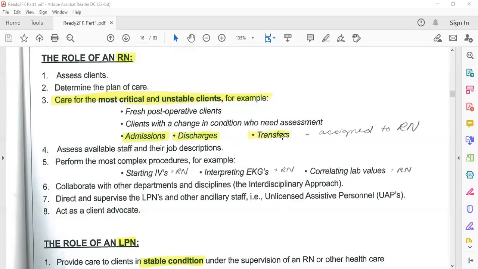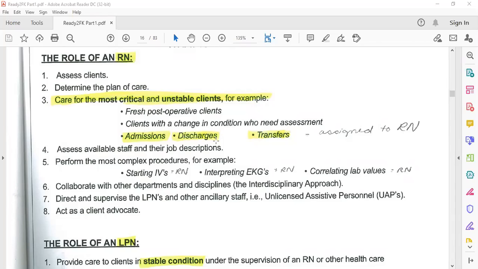If a patient is transferred, like your patient has tuberculosis, but the patient needs to go to the radiology department for a chest X-ray. If a patient has leukemia, they need radiotherapy and are transferred to the radiotherapy unit. So transfer is always done by the RN. So assess the available staff and their job description, which is called delegation.